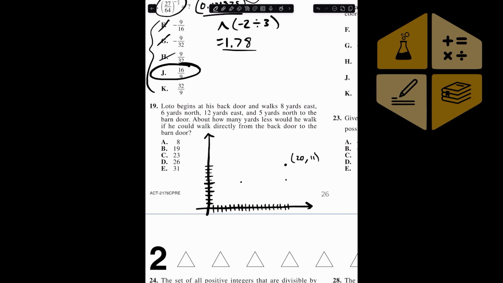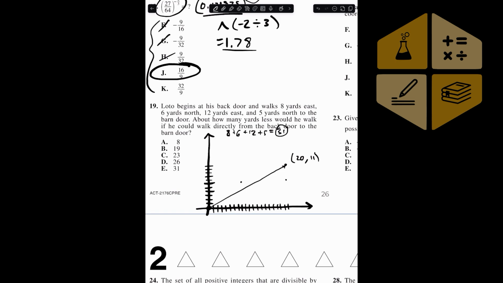The question is saying, if he could just go straight there, how far would that be? Or how much distance would he save walking? So how far does he walk first? Well, it's 8 yards east plus 6 yards north plus 12 yards east plus 5 yards north. And that equals, 14 plus 12 is 26 plus 5 is 31. So he walks 31 yards in that zigzag way. So we have to find the distance between the origin, which is 0, 0, and our new point 20, 11, see how far that is, subtract it from 31, and that's how much space he saves.